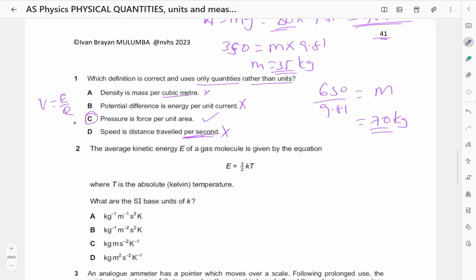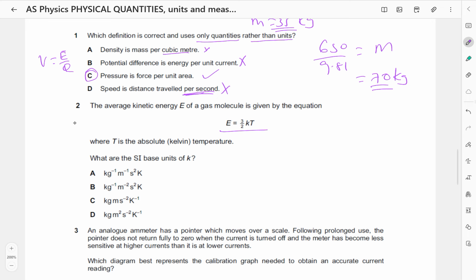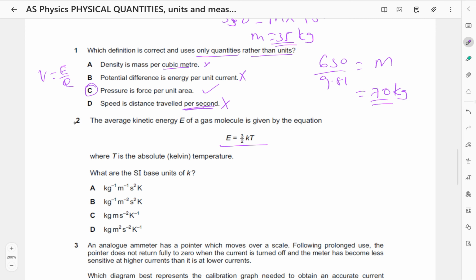The average kinetic energy E of a gas molecule is given by the equation E is equal to 3 over 2 kT, where T is the absolute Kelvin temperature. What are the SI base units of k? I think we have answered a similar question, but we can still do that. So first, we make k the subject. So k is going to be 2 over 3 times E divided by T.